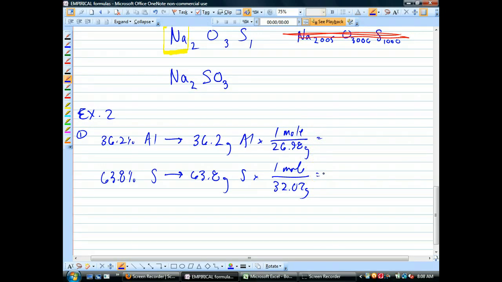Am I going too fast? I know it's good for you to try to do these along with me in your notebooks, because especially if you can try to stay ahead of me a little bit, that would be even better. It might be hard with me going so fast, but you will learn better if you do that. This is moles of aluminum. Whoops, 63 point. And then 63.8 divided by 32.07 gives me 1.989 moles of sulfur.